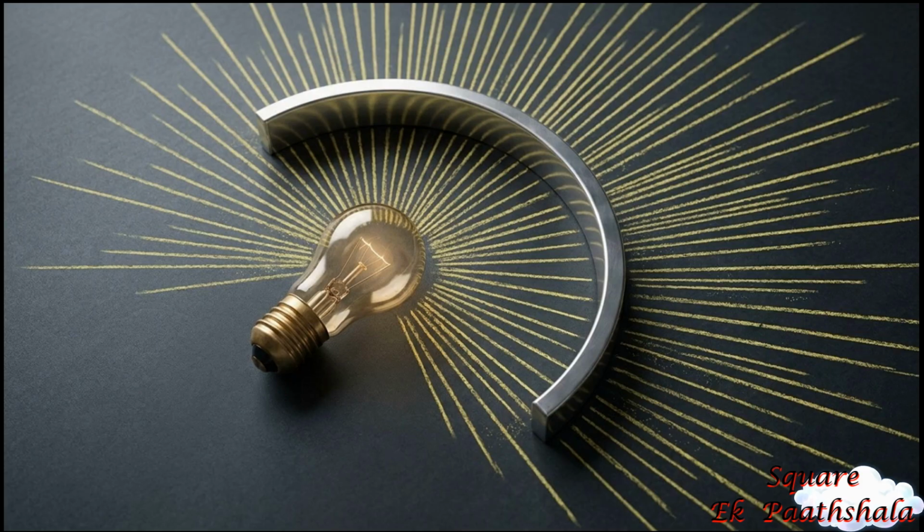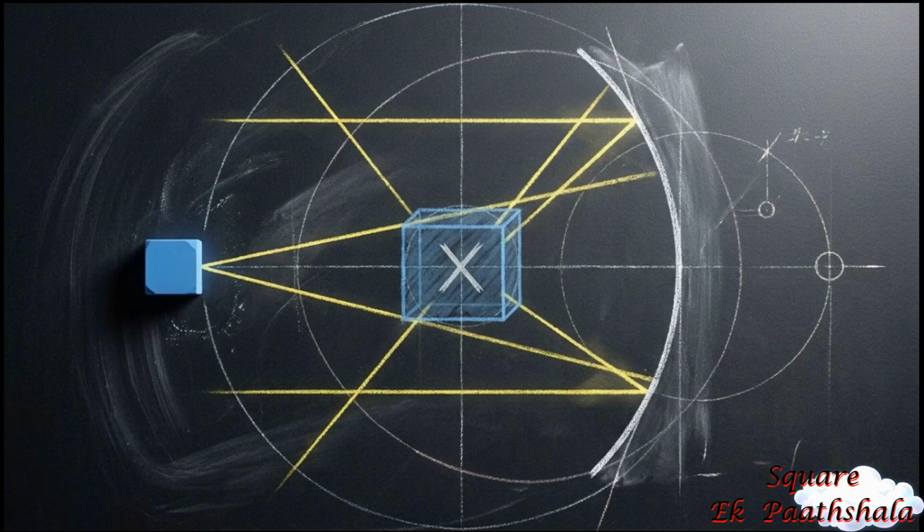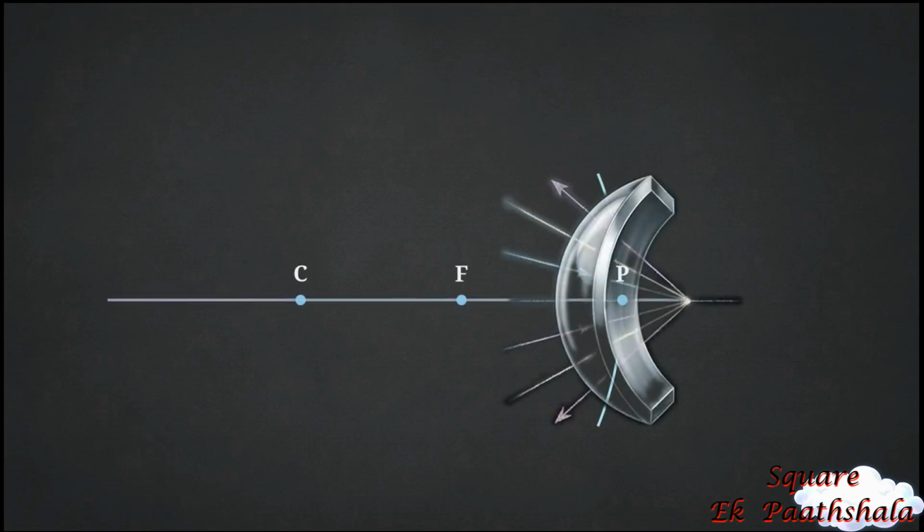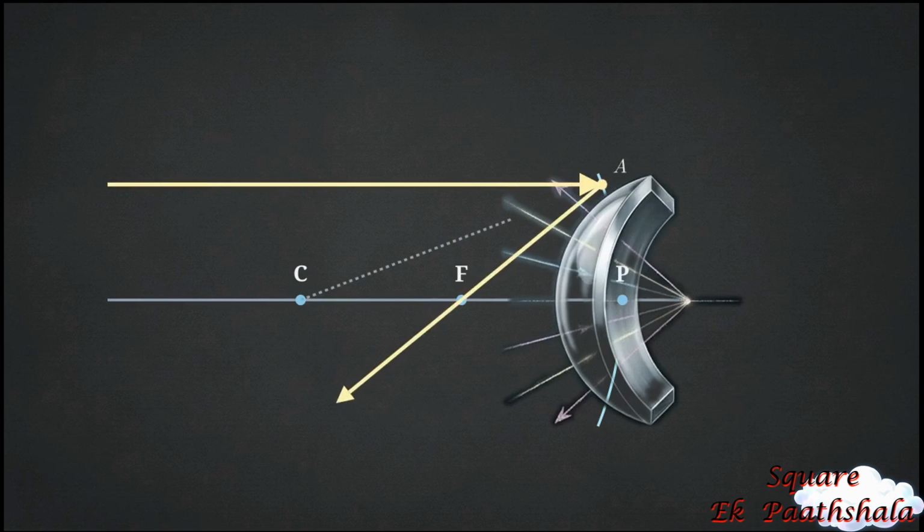An object emits an infinite number of light rays, but you don't need to track them all. By tracing just two of these standardized paths until they intersect, you can mathematically locate any image in space. We can prove the precise geometry of that focus point. Look at this diagram isolating the incoming ray.